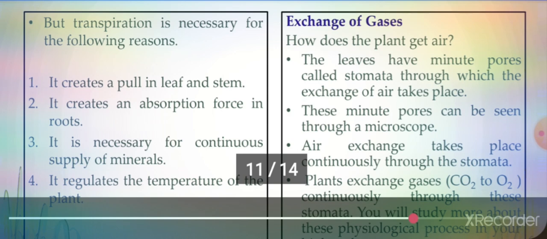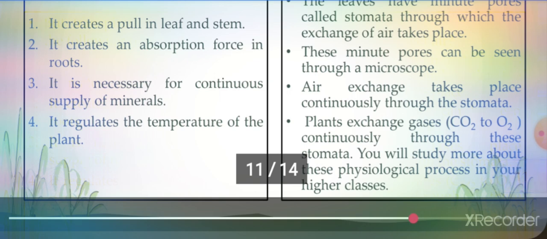That creates a pull, a constant move of water column inside the plant. For that, transpiration is very necessary. The same transpiration creates an absorption force: when the water moves out from the 1,000th cell of the leaf, there is again a pull, and that pull helps the root hairs absorb water from the soil.